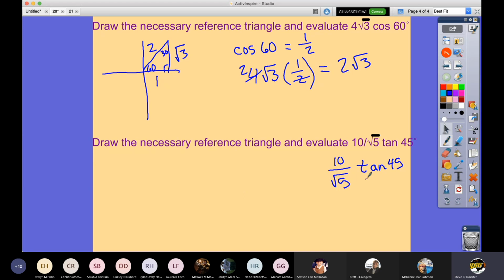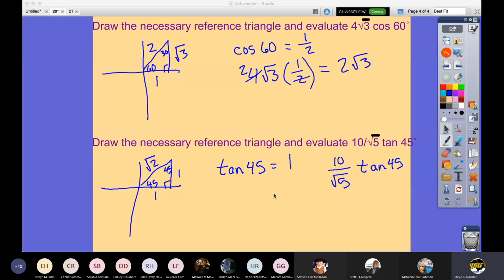All right, so first thing we have to do is figure out what tangent of 45 equals. So we draw out our triangle. All right, 45, 45, 90. For the 45s, we're going to have 1 and 1. And that means our hypotenuse is square root of 2. Tangent of this would be 1 over 1. So tangent of 45 equals 1.